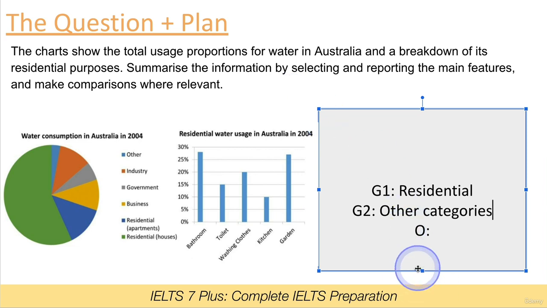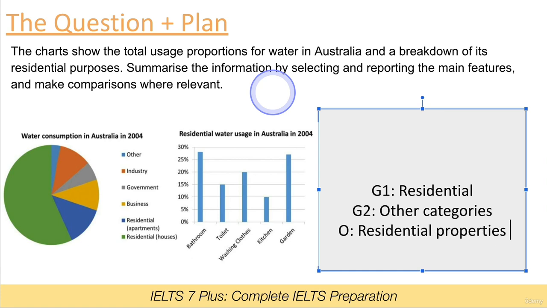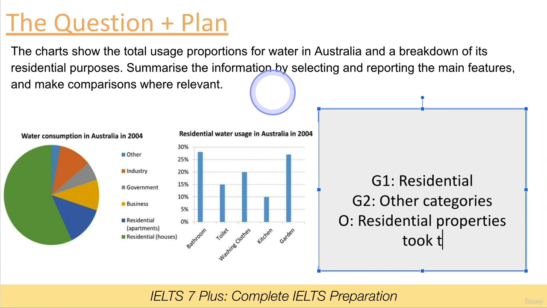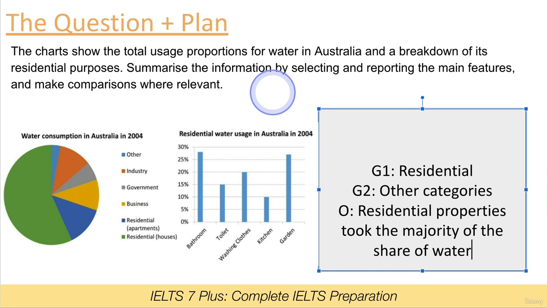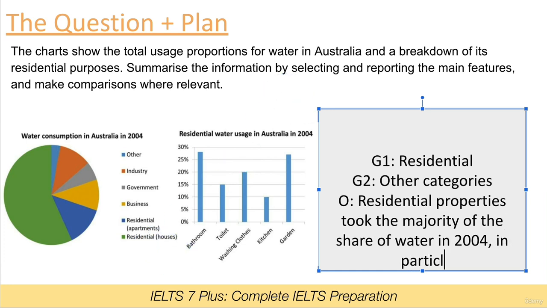So the overview then, well, residential really consumes the most water. So residential properties took the majority share of water in 2004. In particular, the green, which is the houses. So we can shed some light on that, in particular, houses.